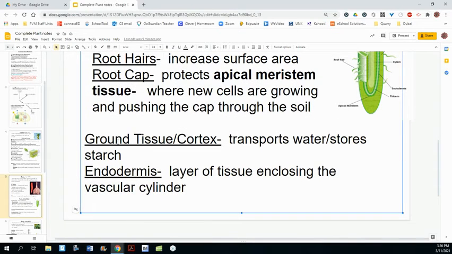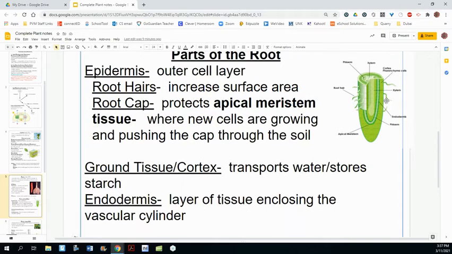There is ground tissue and cortical tissue, or cortex. This is responsible for transporting water and storing starches. And there's also endodermis, which is inside. You'll see there's a layer of this wrapped around the inside. It's a cylinder that encloses all the vascular tissue, which is the xylem and phloem.